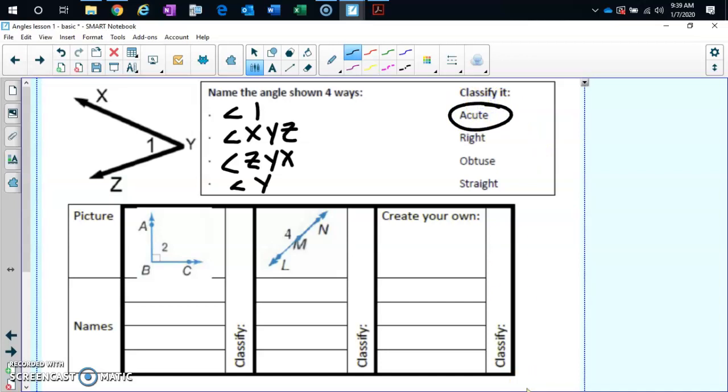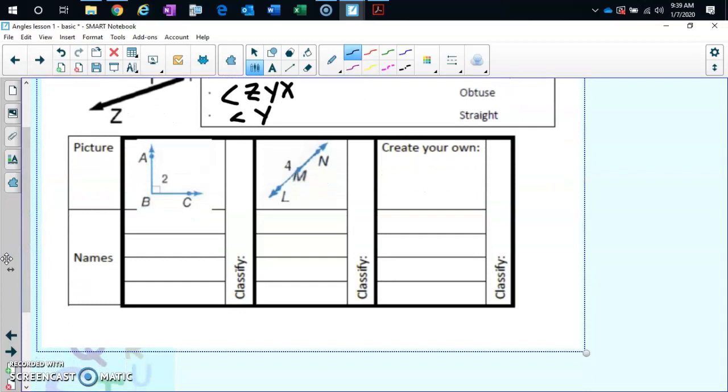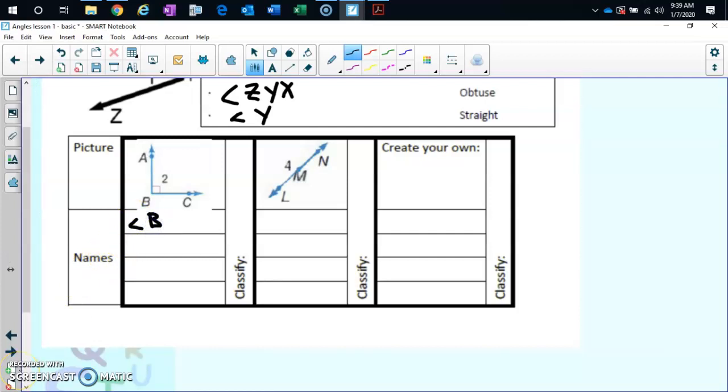All right, here we go. This angle, give me one way to name it, Caden. Angle B. You can't just say B. B is a point. You have to put the little angle notation. Aiden, give me another one. Angle ABC. Give me another one. Nathan. Angle 2. Last but not least, Jack. You missed something. Angle CBA. Guys, that angle notation is important.